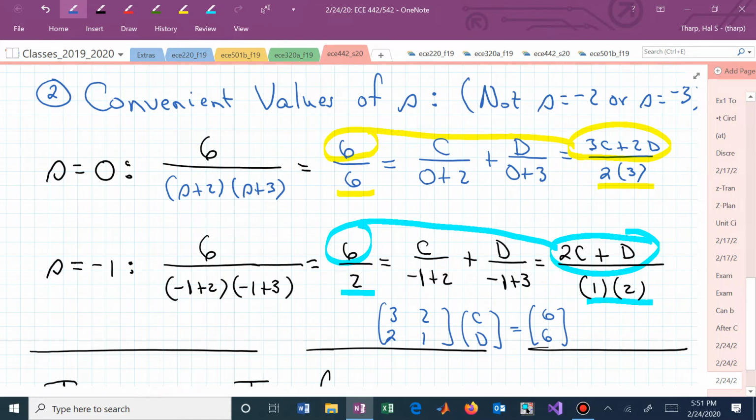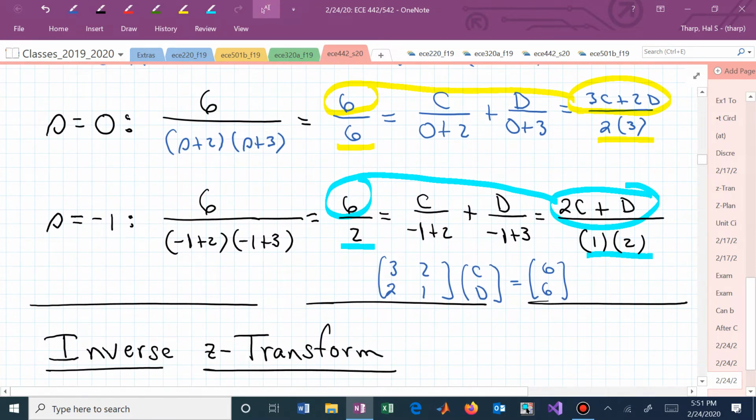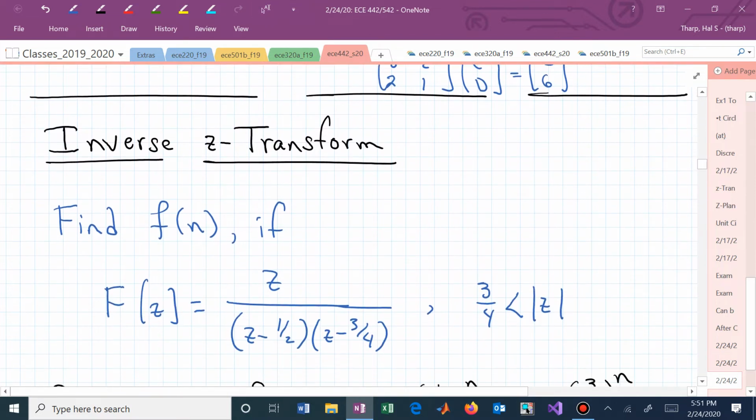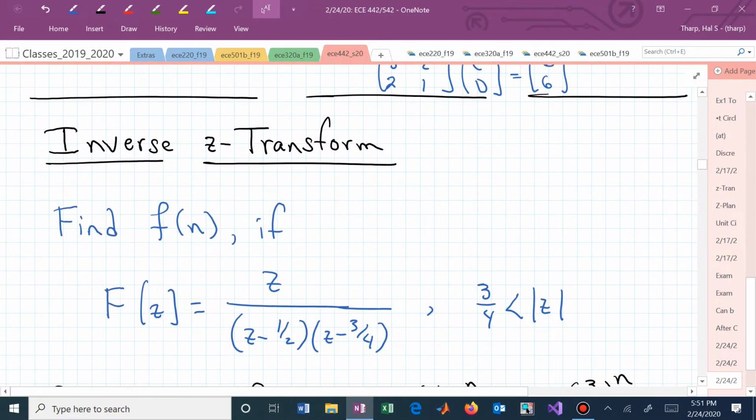Again, you could solve that for c and d. For a 2 by 2, it's not that hard to find the inverse, and you can quickly find what c and d need to be, and those, again, would be the 6 and minus 6 as we found consistent with before. That's our review or refresh of Laplace.